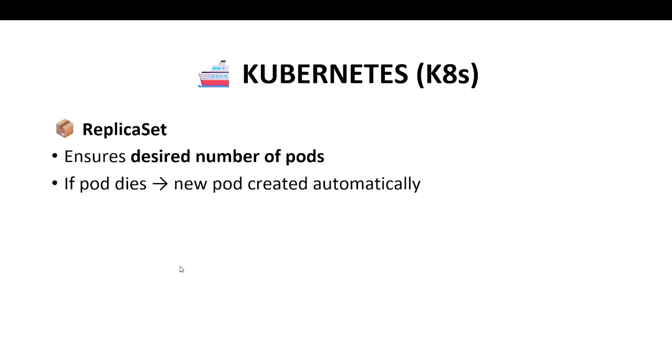Next one is replica set, which ensures the desired number of pods are running. If a pod dies, a new pod is created automatically. So replica set will take care of ensuring the number of pods we have configured. Whenever any pod dies, that means it's not working, so a new pod should be created automatically. Replica set will take care of that.